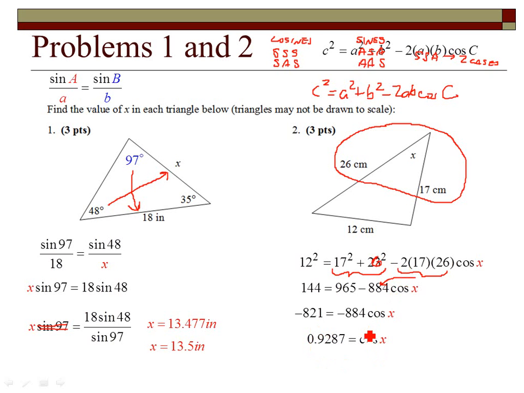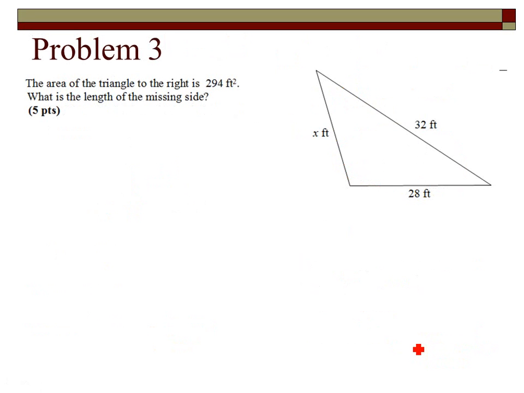So I'll do inverse cosine of 0.9287, and I get 21.762, or you could have said 21.8 degrees. Okay, that's problem 1 and 2, just basically using law of sines and law of cosines. On question 3, we're going to be using the area formula.